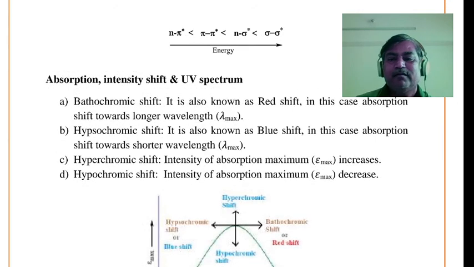Then types of shift, that is shifting of lambda max value towards higher wavelength. Now you will ask why the shift happens; we will see that ahead with an example. Bathochromic shift, hypsochromic shift and relationship between energy and wavelength. All this has been studied. Now what is your duty?